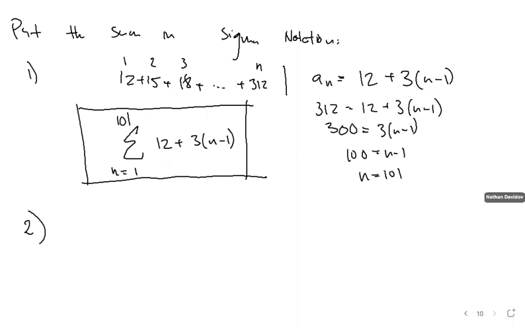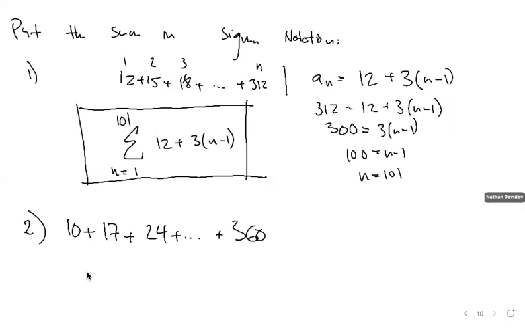What about, so try to do this one. Let me think. 10 plus 17 plus 24 plus all the way up to, I hope this works, 360. I hope that's right. Okay, put this into sigma notation.